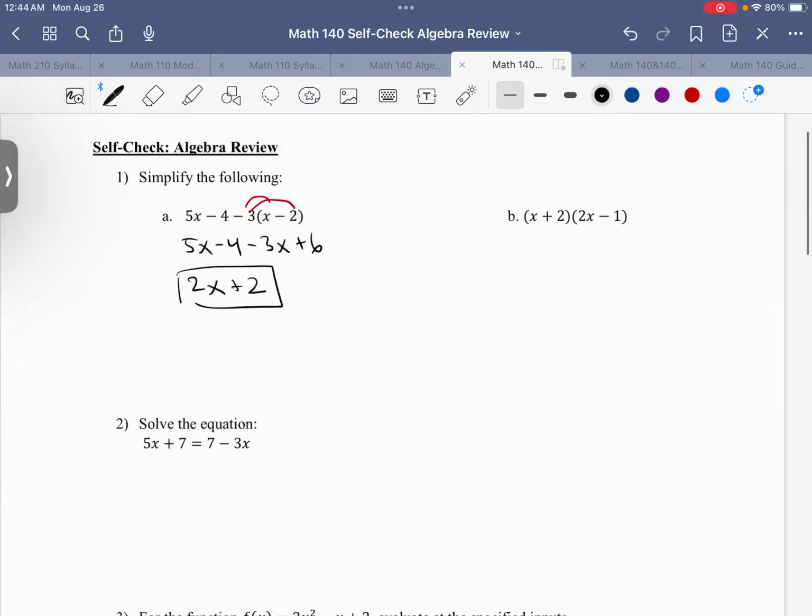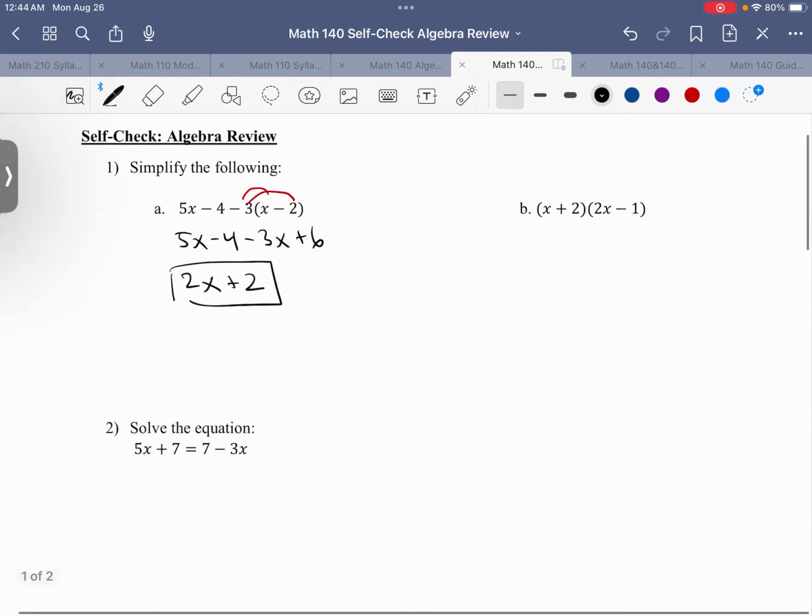So let's look at part B now. Part B is we're multiplying two expressions now. We have x plus 2 times 2x minus 1. So we're going to FOIL this, right? So it'll be x times 2x, and that would be 2x squared. We have x times negative 1. That would be negative x, right?